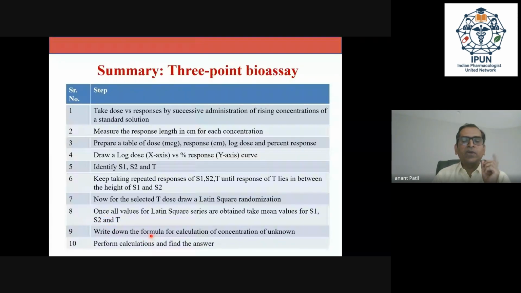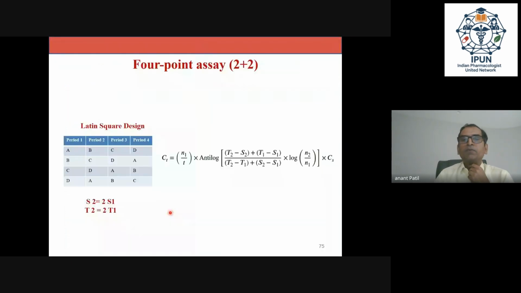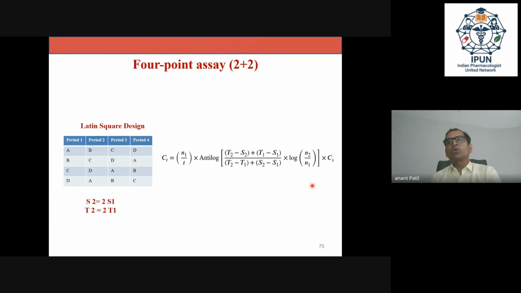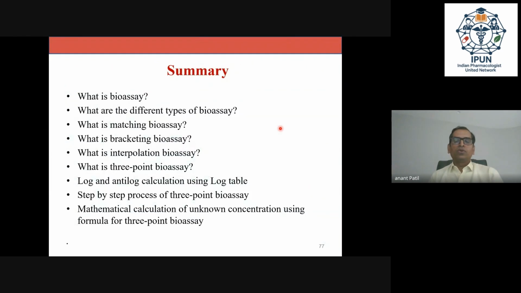Now, once again, I repeat the formula. Concentration of unknown can be calculated for 3-point bioassay using the formula Cu is equal to N1 divided by T into anti-log of square bracket T minus S1 divided by S2 minus S1 into log of N2 divided by N1, and then square bracket close. So that's the formula. So this is the last slide of the summary.